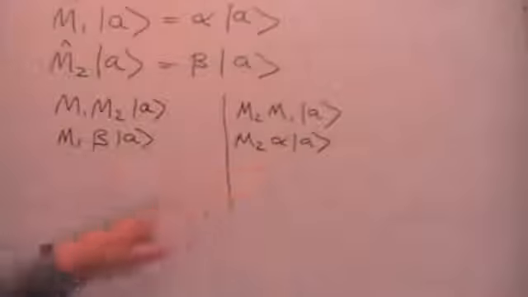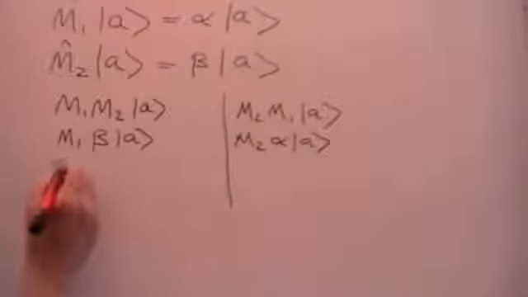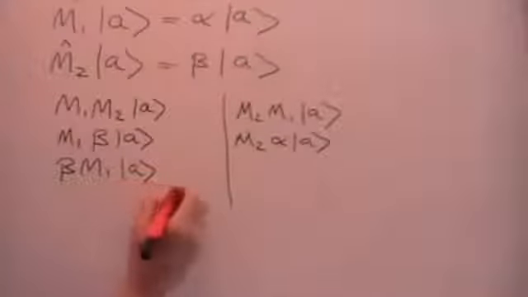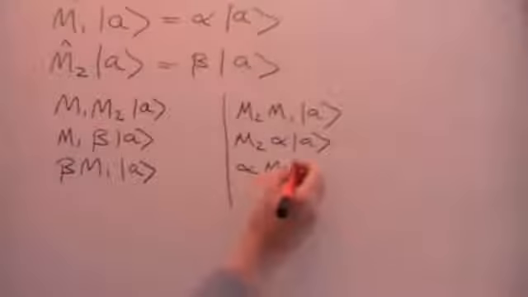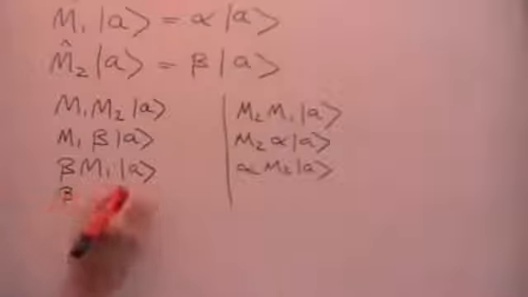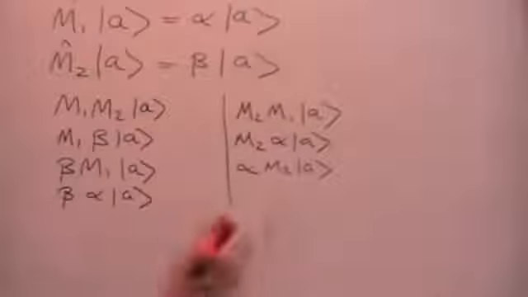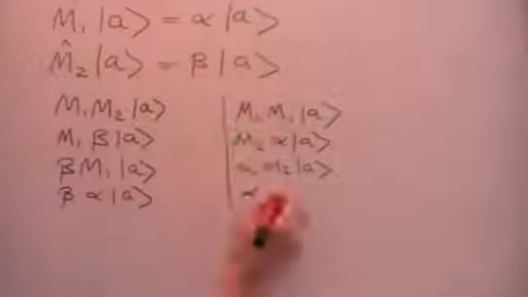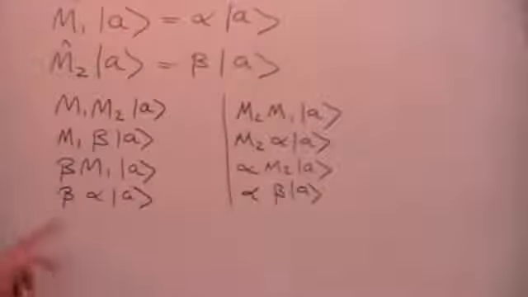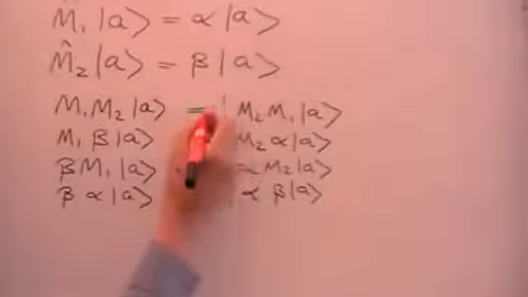These are numbers. In fact, they are real numbers because these are eigenvalues. So we can pull those outside and we now get beta M1 on A, and here we get alpha M2 on A, which is going to be beta times, now what is M1 on A? Well, that's just alpha A. Here we've got alpha. What is M2 on A? That is beta A. These are numbers. So beta times alpha equals alpha times beta. 3 times 2 is the same as 2 times 3. So these two are equal, which means those two are equal.